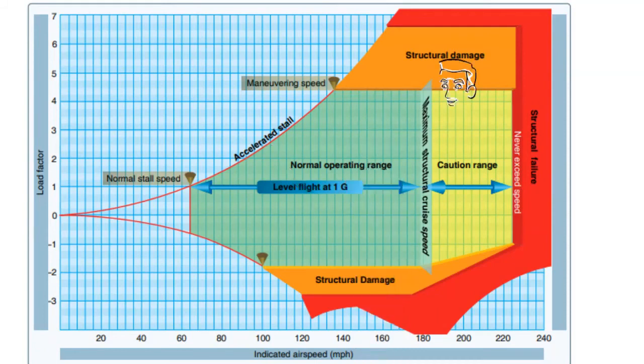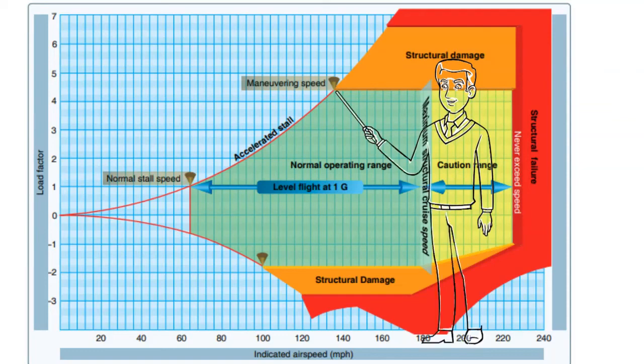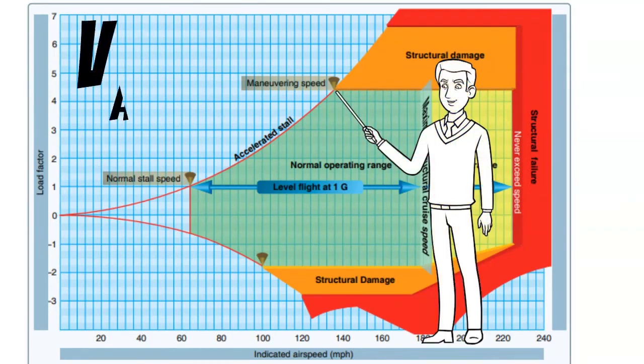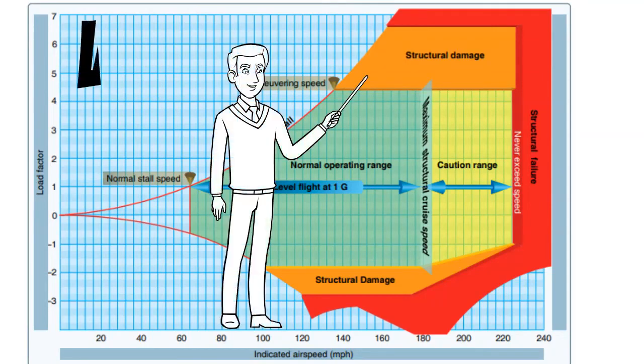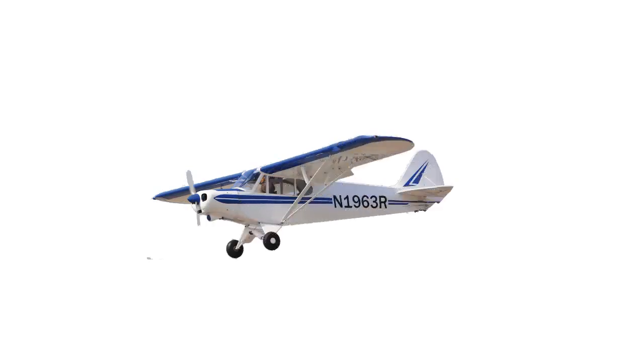Now take a look at this. Every airplane has a maneuvering speed, also known as VA. Up to this speed, if you put too much of a load on the airplane, it will stall before any structural damage can happen. Now, if you exceed that maneuvering speed and the maximum load factor for your airplane, this is where you can start seeing structural damage or even structural failure. And that's just another reason why we want to keep an eye on our airspeed.